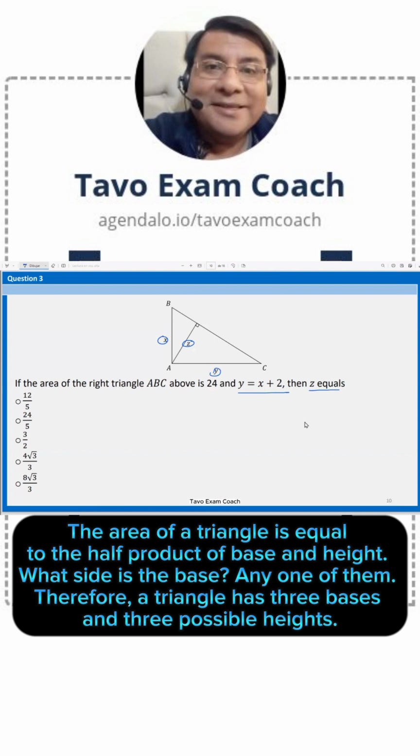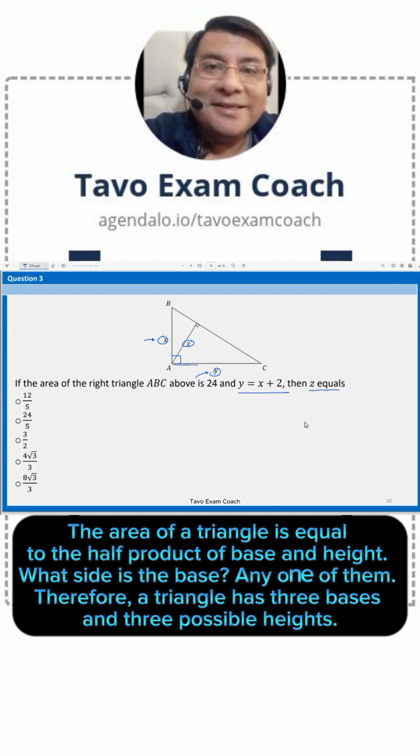In the figure, the only vertex that could correspond to a right angle is clearly vertex A. And if this is the right angle, then the two legs of this triangle, that is segment AB with length x and segment AC with length y, could be the base and the height of the triangle respectively.